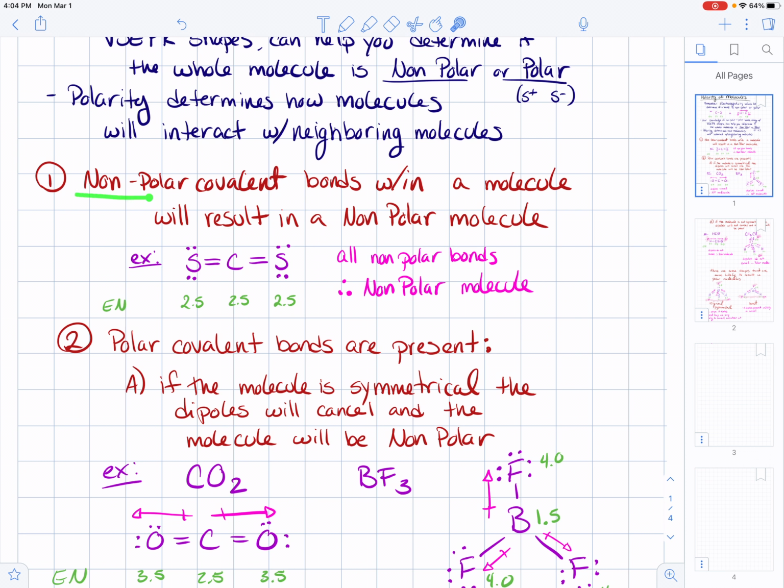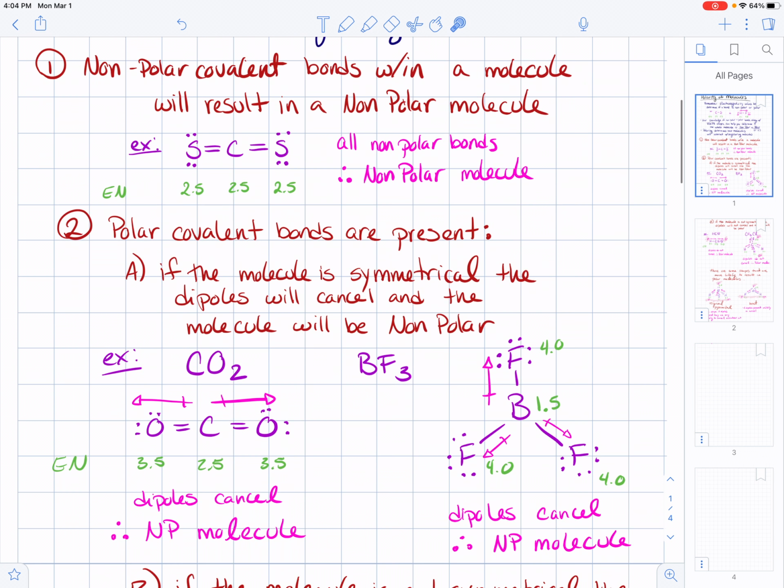So if all the bonds are nonpolar, then the whole molecule will also be nonpolar. So again, I wrote that down here: all nonpolar bonds. Therefore, those three dots together is the symbol for therefore. Therefore, it is a nonpolar molecule.